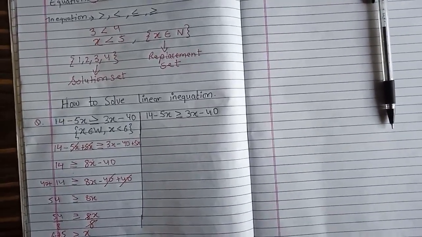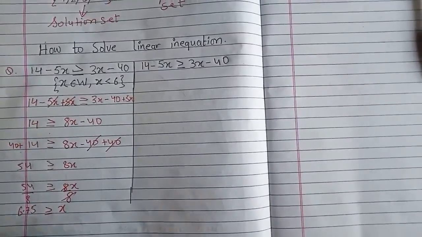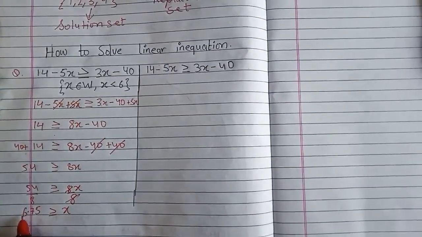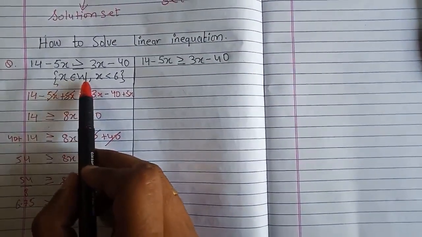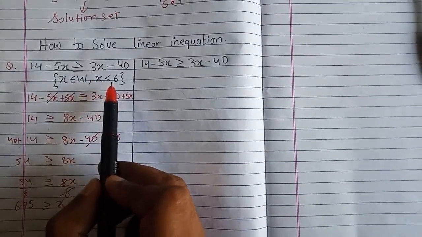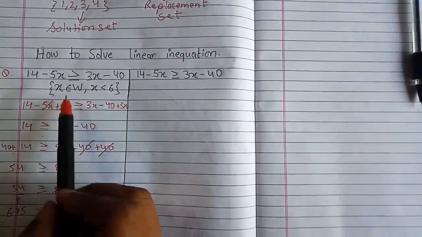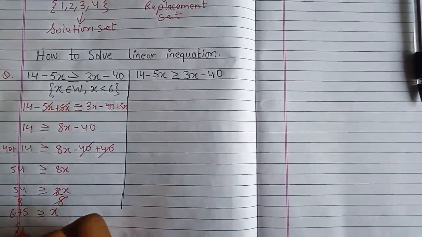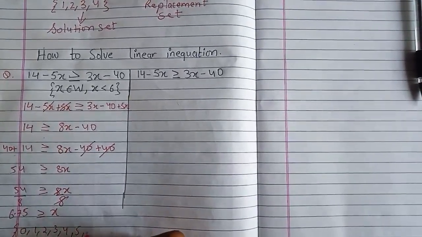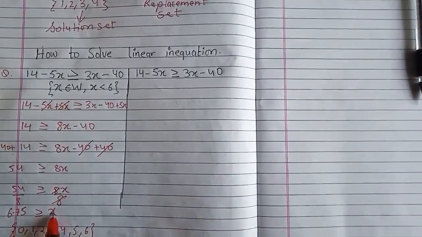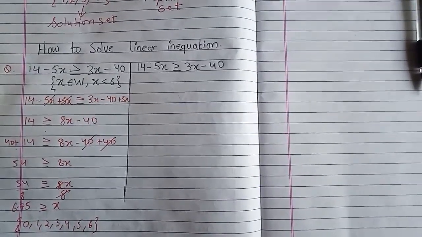So 6.75 is greater than or equal to x. Or I can also say that x is smaller than 6.75. But my replacement set says x belongs to whole numbers, so over here I have to choose out of whole numbers. Whole numbers that can fit in this are 0, 1, 2, 3, 4, 5 and 6 as well. Why? Because x is smaller than 6.75, and 6.75 is bigger than 6, so I can include 6 in this.